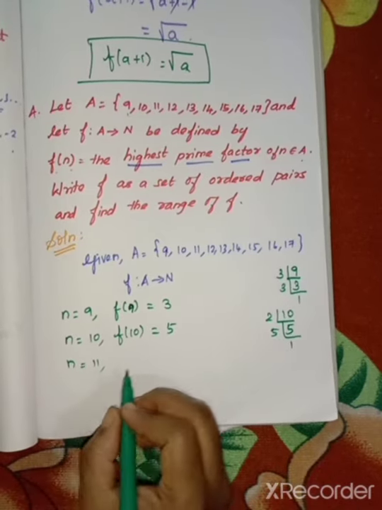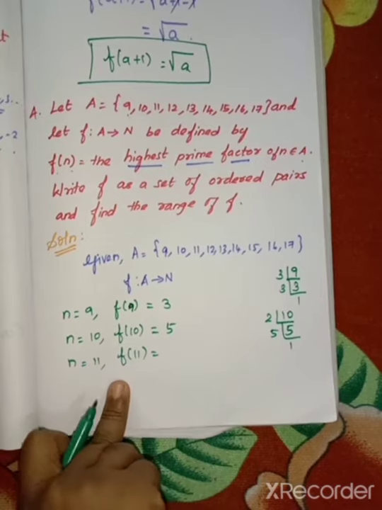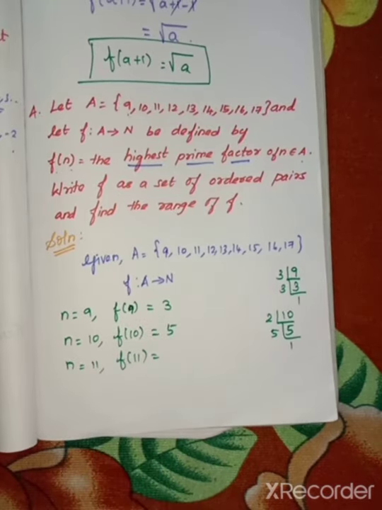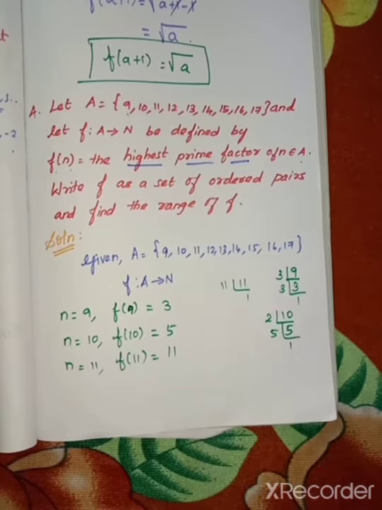Likewise n equal to 11. F of 11. 11 is also a prime number, so there is no other table. There is no highest factor other than 11 alone. So we can rightly write 11, because if you do the LCM, 11 means 11 table alone we have.